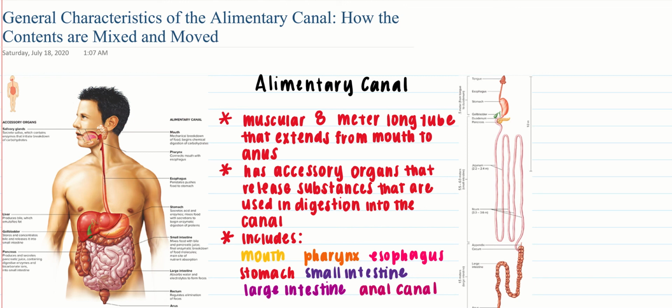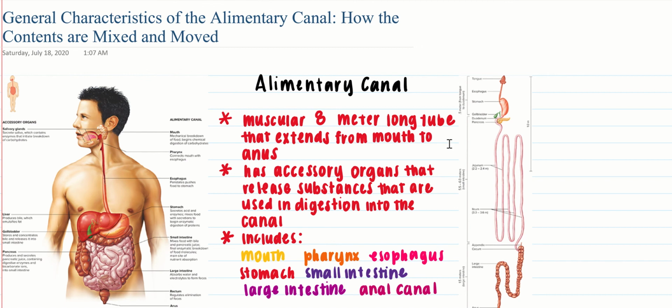Okay, so today we're going to be discussing the general characteristics of the alimentary canal and how the contents are mixed and moved. So let's go ahead and discuss the alimentary canal in general. The alimentary canal is a muscular tube that's about 8 meters long, and it extends from the mouth to the anus. It has accessory organs that release substances that are used in digestion into the canal. And it includes your mouth, your pharynx, your esophagus, your stomach, small intestine, large intestine, and anal canal.